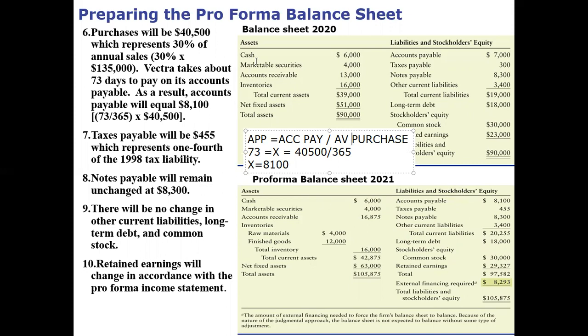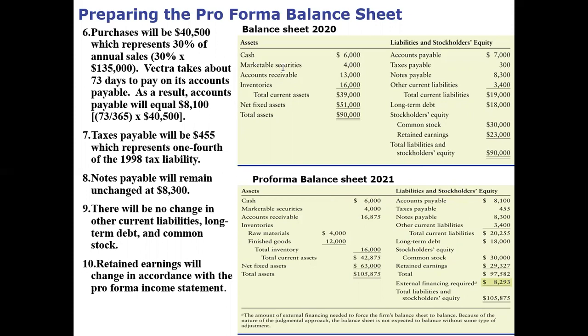Tax payable, he said as well from the judgmental points or the given point that the tax payable will be changed. Instead of 300, it will become 455. Notes payable will be the same, and the other current liability will be the same. What else is going to be changed? He said nothing is going to be changed anymore. So it's 16,000, 30,000, and then left for me, retained earnings will be changed according to the PROFORMA income statement that we have just calculated from the previous income statement.